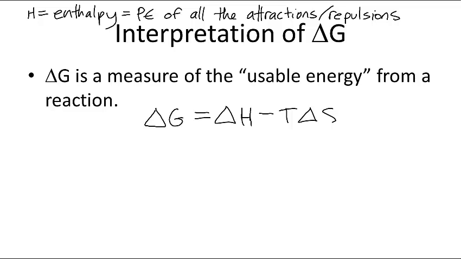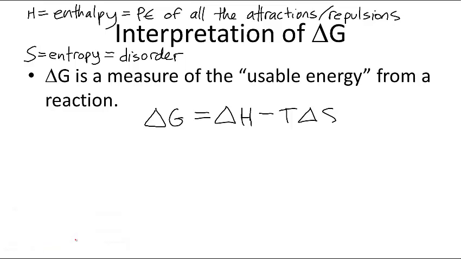What did S stand for? S was entropy. Entropy is what? Disorder. Or dispersal, how spread out things are, how chaotic they are. All right.